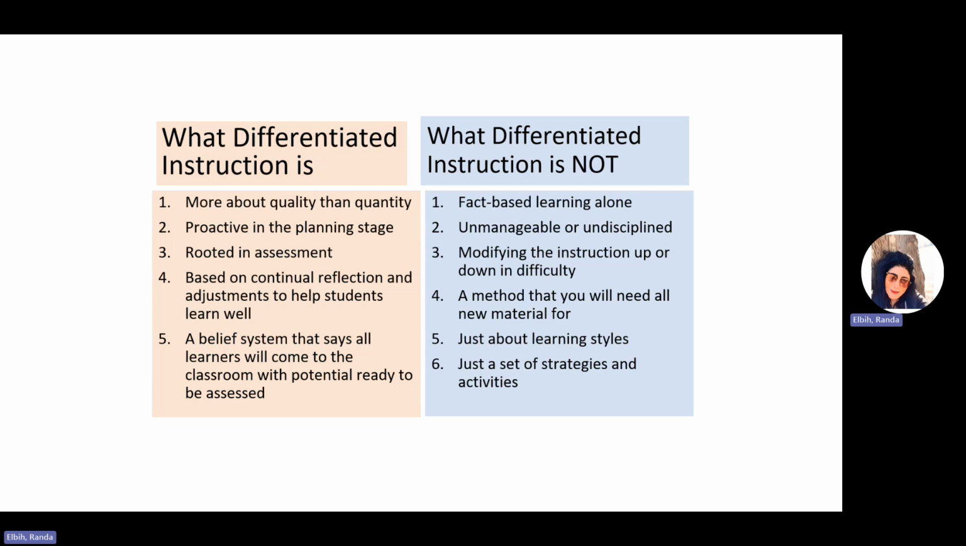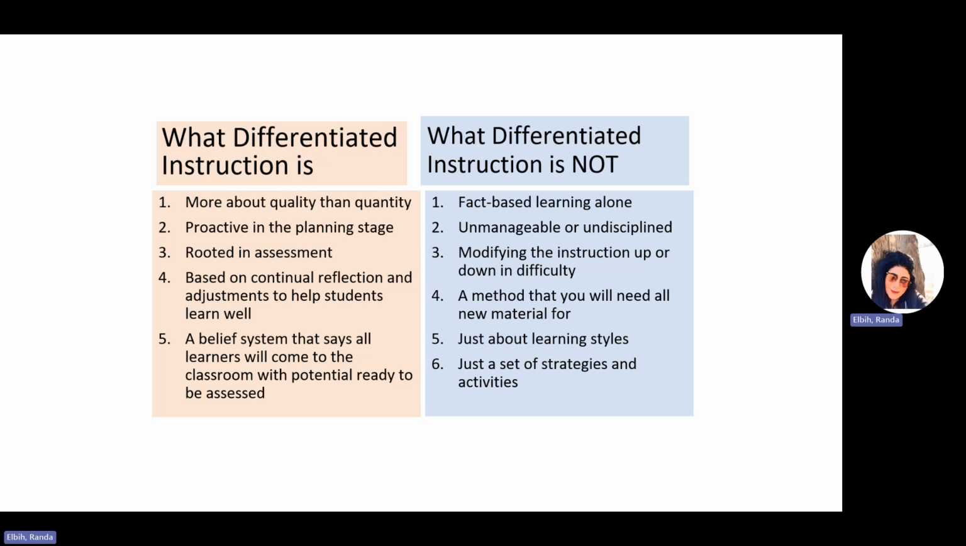Differentiated instruction is more about quality than quantity. Like, how have I planned for this lesson? How did I deliver this lesson? How are my students learning this lesson? So it's not based on how much did my students learn, right? And it's not based on fact-based learning alone also.